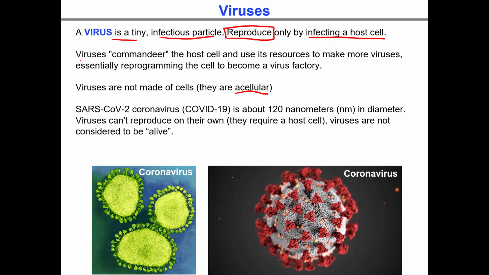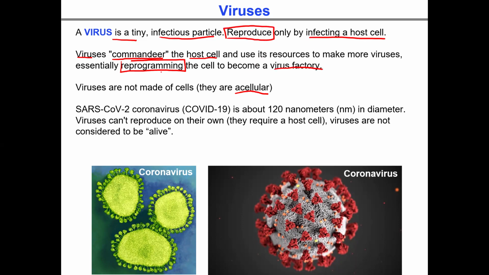Viruses are just a bunch of protein shells with a capsid in the middle, which protects the information of the virus. So what viruses do is essentially commandeer a host cell. They find another living organism or a living cell, and they infect it and reprogram it so it can become a virus factory.